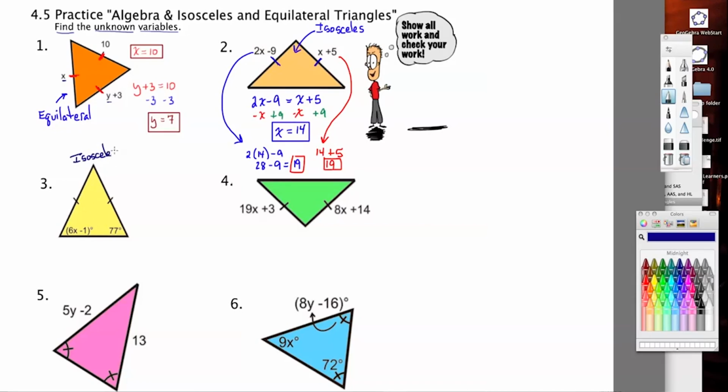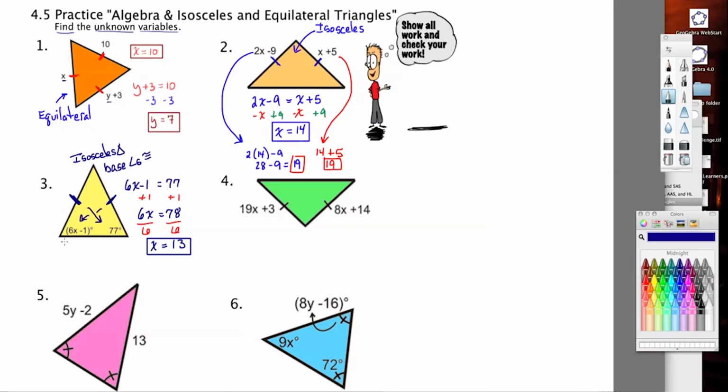Number three, this yellow triangle is also isosceles. It's got two congruent sides. So we know that the base angles of an isosceles triangle are going to be congruent. So we just take this expression and set them equal to each other. 6x minus 1 equals 77. Add 1, divide by 6, and 6 goes into 78 13 times.